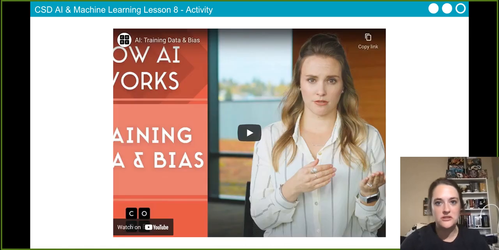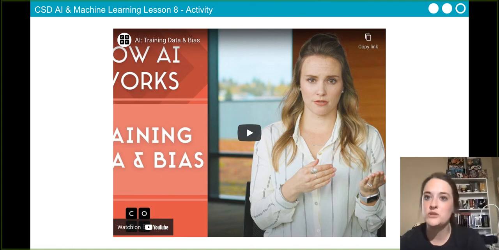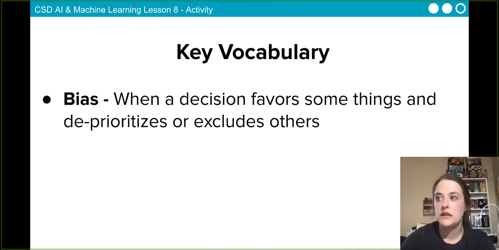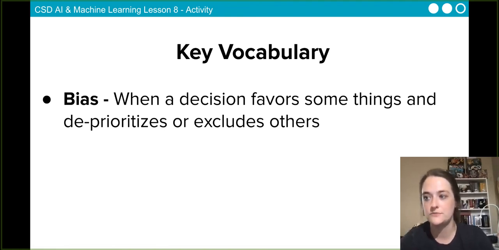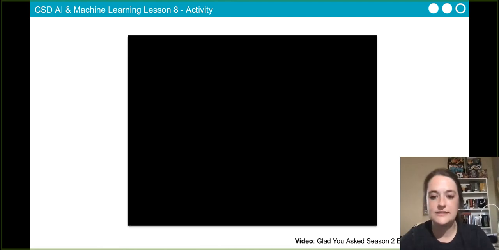Having a biased model is clearly a problem, and it's another reason our role as evaluators and testers of machine learning models is so important. This is a problem that people in the machine learning community are trying to solve. Let's listen to one possible solution, then we'll talk about how we can use this idea when creating our own machine learning models. A key vocabulary term for right now in this lesson is bias: when a decision favors some things and deprioritizes or excludes others. All right, let's listen to this example.